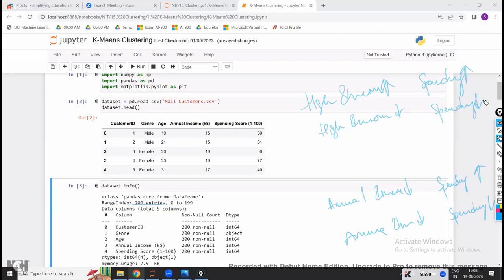Now I'm going to separate these people: who are having a high income with a high spending score, and who are having a low income and a low spending score. For people with a low income and a low spending score, we are not going to share any offers, because they are not going to spend the money. They are not interested in spending.